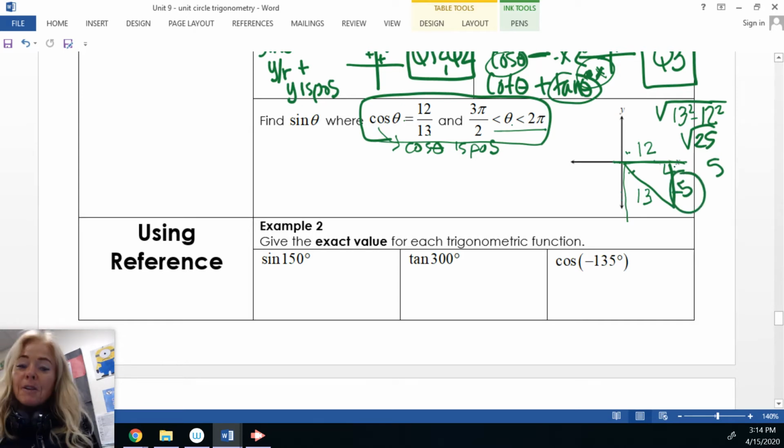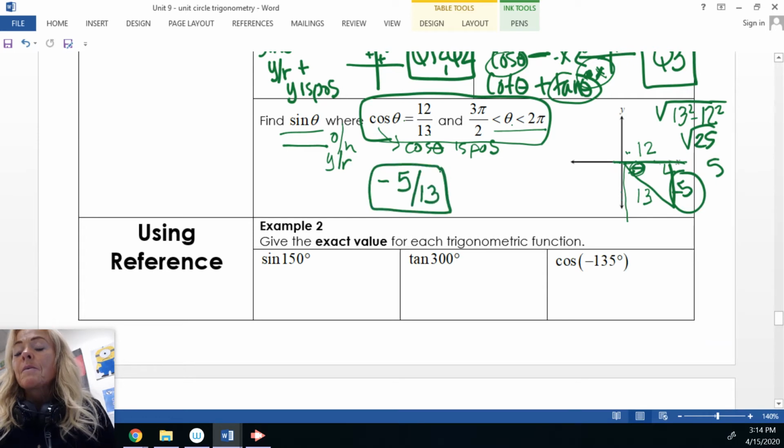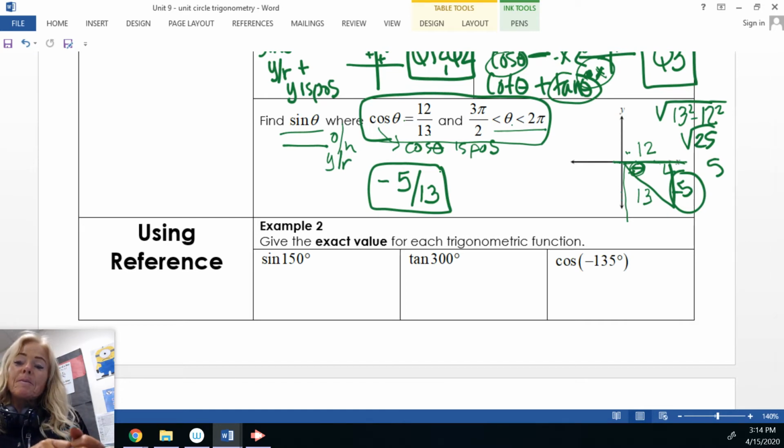And so that's how you find all your sides. And then from there, we know our angle is the one attached to the origin right there. Sine is what we're looking for. It's opposite over hypotenuse, or y over r, same thing. So y is negative 5, r is 13. So negative 5 over 13. Okay, and that's what our sine theta would be.